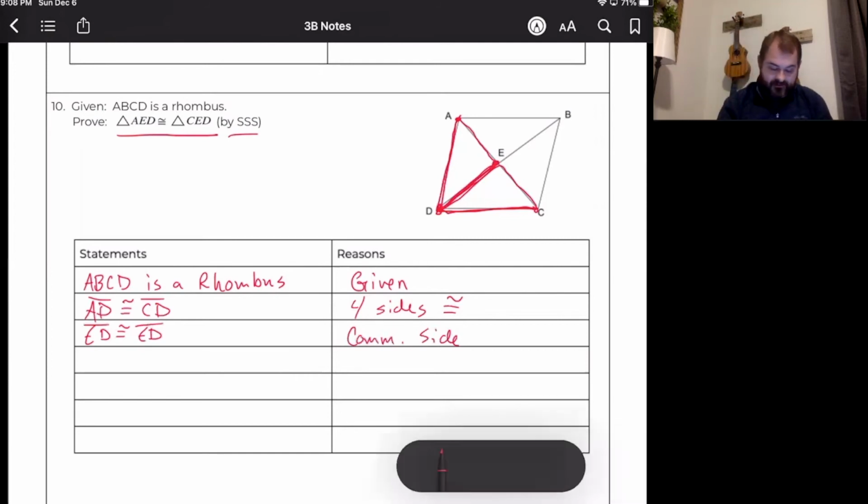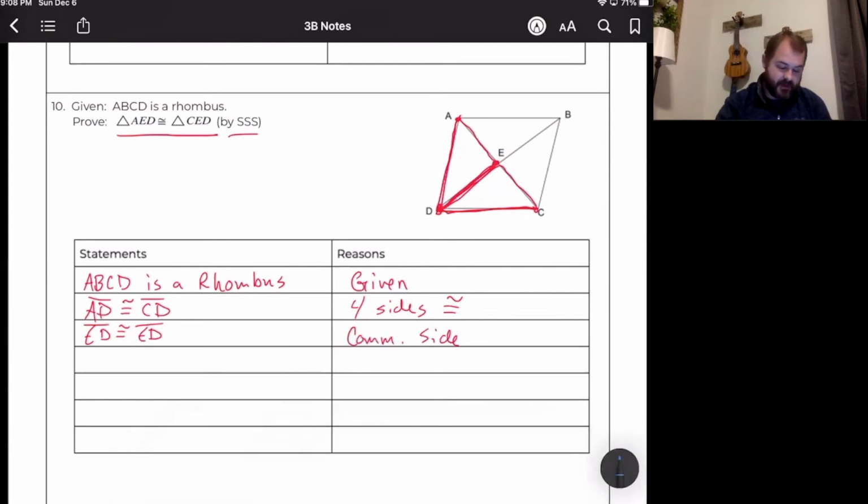The only thing left to look at are these other pairs of sides, and that's these two sides. Well, those are two parts of the same diagonal. Because a rhombus is a parallelogram, we know the diagonals bisect each other, which makes AE congruent to EC since diagonals bisect each other.